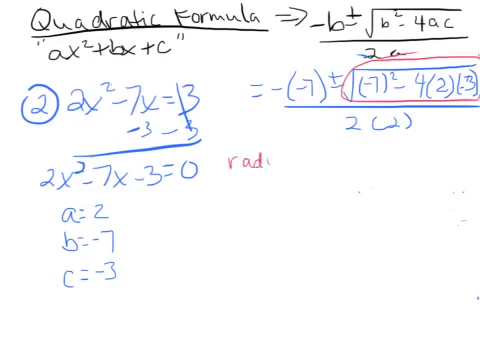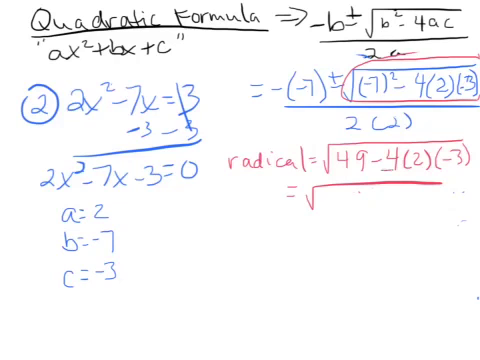So inside my radical, I've got the square root of negative 7 squared, and negative 7 squared is 49. Now I have minus 4 times 2 times negative 3. And when I do that, I get that negative 4 times 2 is negative 8 times negative 3 is plus 24. Bring down my 49. So inside my radical, I have the square root of 49 plus 24, which is 73.